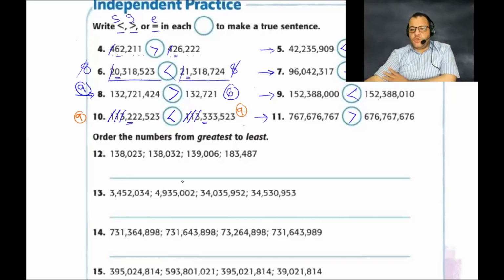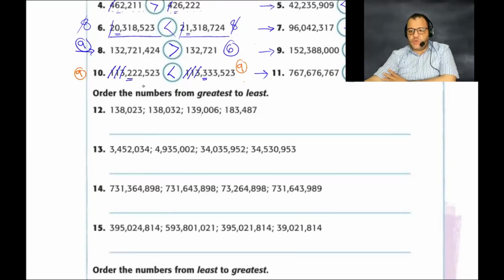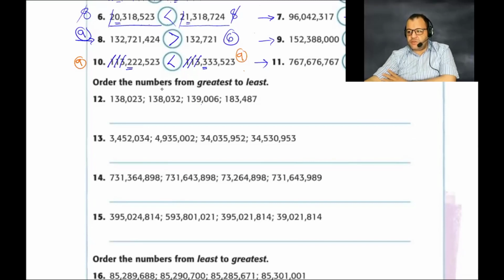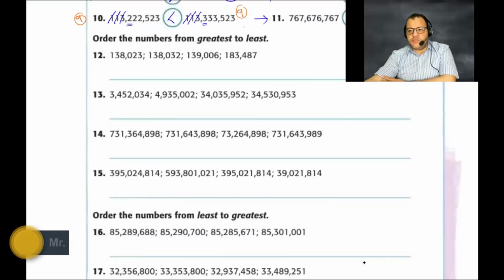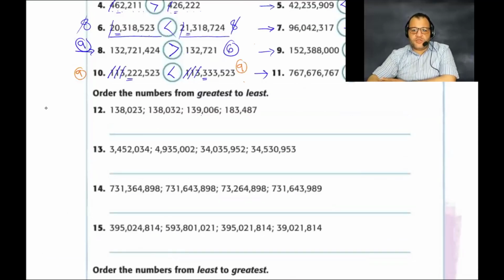Okay. So who can solve with me number 12? I need someone to solve number 12 with me. If you know the answer, please raise your hand. Ibrahim Galhoum, number 12. Which one would be the first number? Now we are solving in page 19. Okay, so we need to solve number 12. The first number is 183,487. Because we need to arrange from the greatest to the smallest, I need the greatest number.